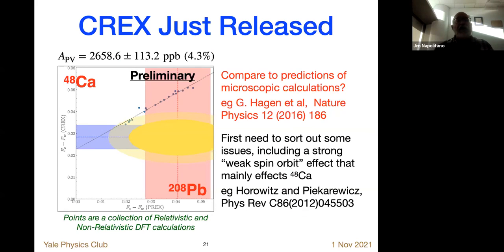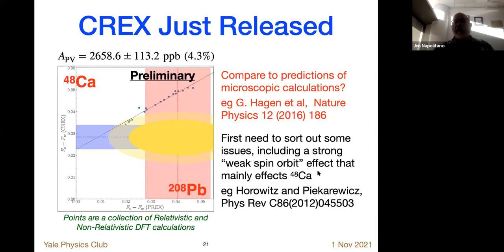CREX with calcium-48, we just released that result. This is what our parity violating asymmetry is, a 4.3% error, again, mostly statistical. I don't have a value for the skin for calcium-48 yet because there are some nasty effects that have to be sorted out. We sort of got caught with our pants down, to be honest.